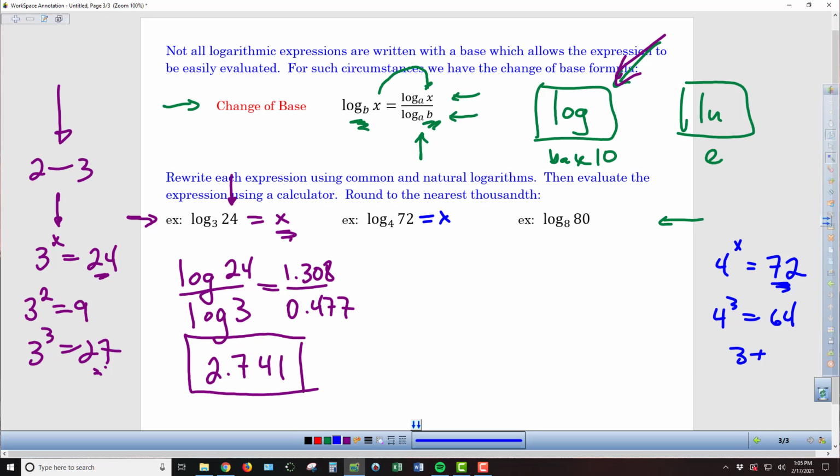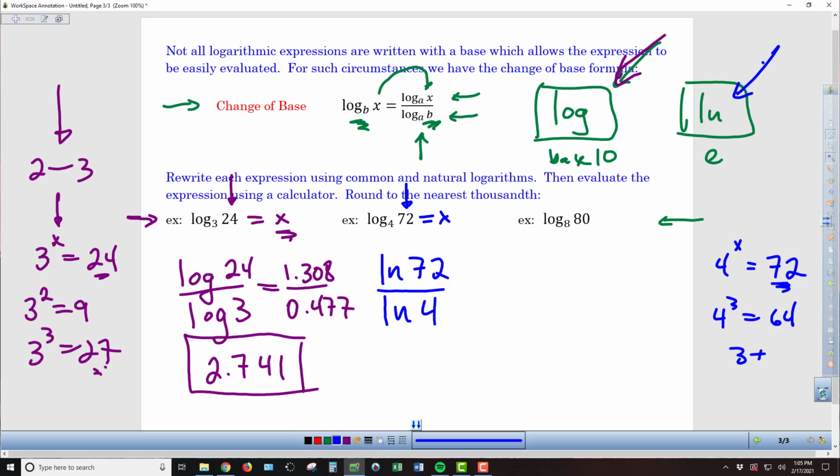So now that we've generated that expectation, let's rewrite it using the change of base. This time we'll use natural logs. Again, we can use either one. We're just choosing to use these because they're calculator friendly. So we can rewrite it. The input goes into the numerator, so natural log of 72 over the natural log of the base, so the natural log of 4.